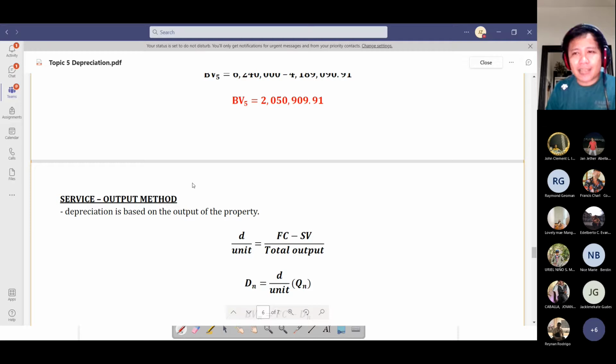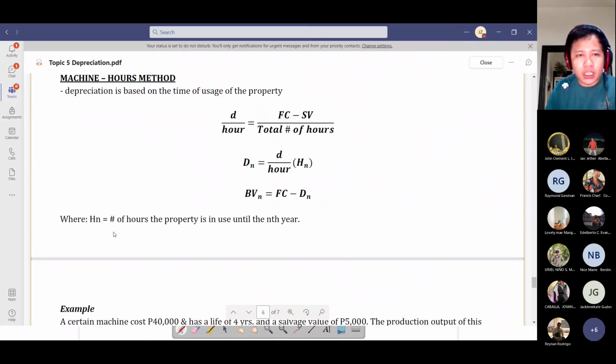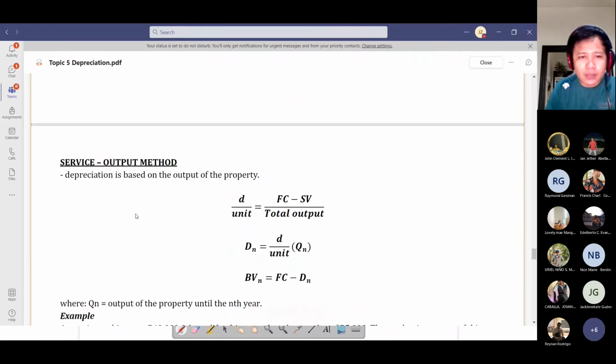Now let's proceed with the last two methods: the service output method and the machine hours method. What is the service output method? In the service output method, depreciation is based on the output of the property. Output meaning what it produces. Every time your property has output, your property depreciates.